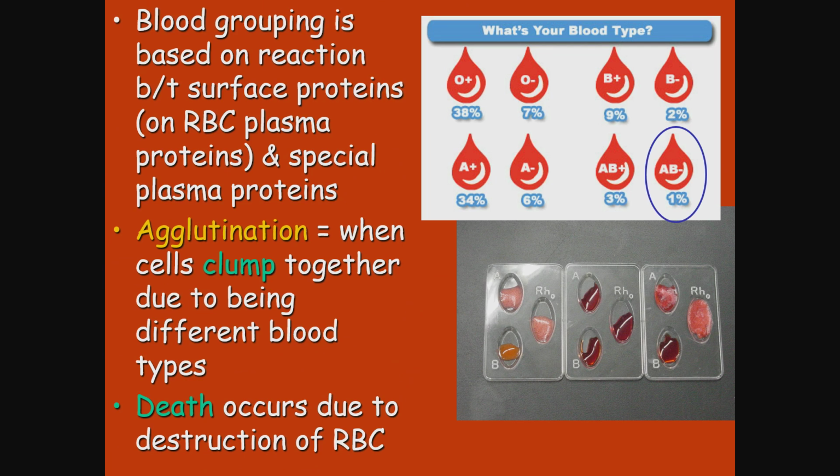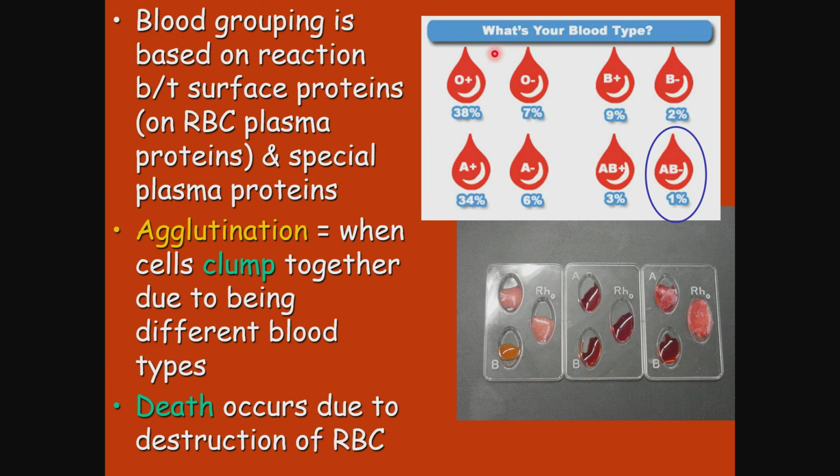All right, the first word you guys need to learn is agglutination. Agglutination, make sure you highlight that. And that is when cells clump together because they're not the correct blood type. So you can see in these trays here, you guys are going to do a blood typing lab as well. This would be clumped blood or agglutination, whereas this is a normal blood sample. Death occurs when blood agglutinates because the red blood cells get destroyed.